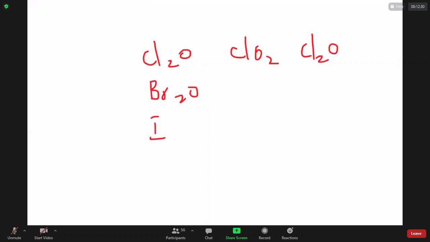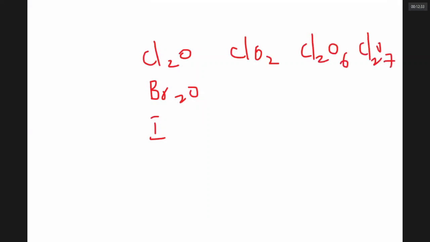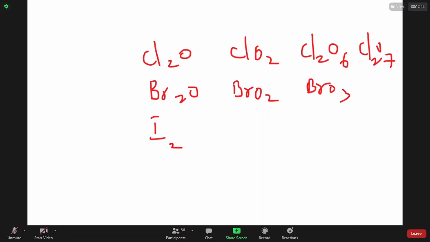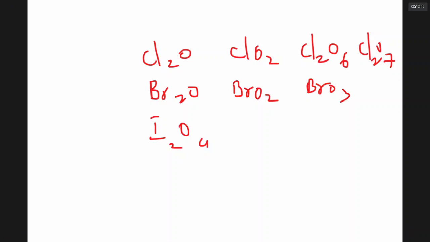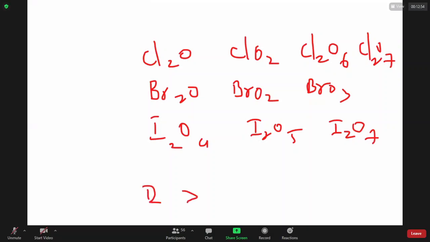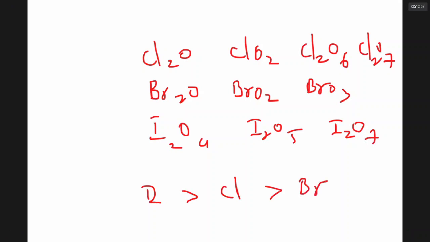All the halogens react with oxygen, and the number of oxides given by chlorine, bromine, iodine is more. It can make Cl2O, Br2O, ClO2, Cl2O6, Cl2O7, BrO2, BrO3, I2O4, I2O5, I2O7. Notice that the stability of oxides of iodine is greater than that of chlorine, which is greater than that of bromine. Bromine oxides are least stable.